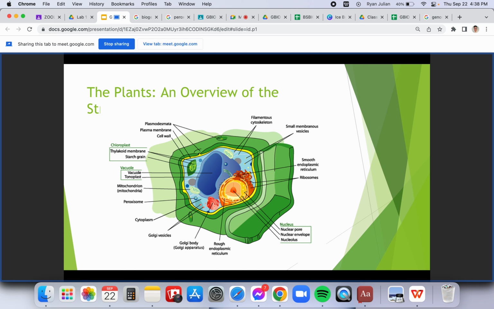Okay, so we have two more structure remaining, the small membranous vesicles that you can see suspended in the cytoplasm. And for the last one, we have the filamentous cytoskeleton. The function or the main role of cytoskeleton is to be able to maintain the shape and organization of the cell. The reason why a plant cell is cube shape is because of the doing of cytoskeleton. All right, so basically that is just an overview of the structure of the plant cell that I am discussing.